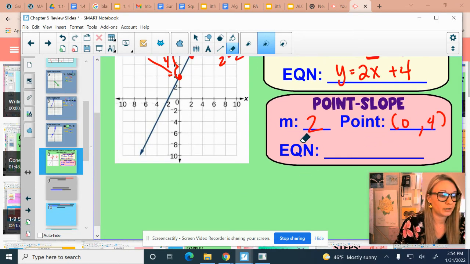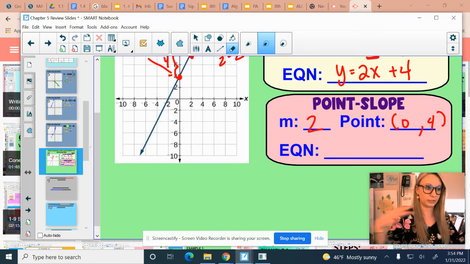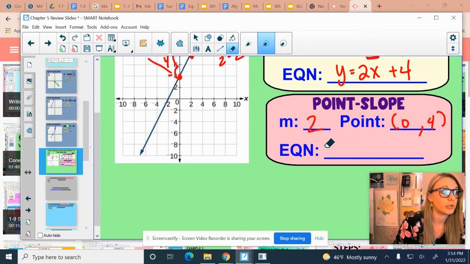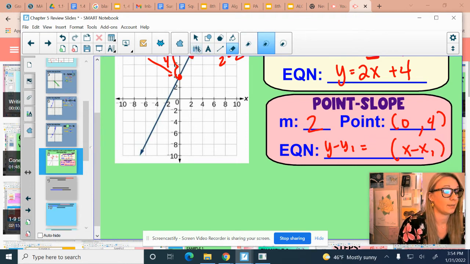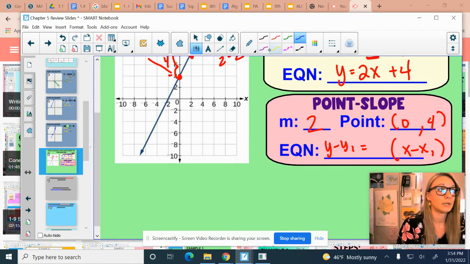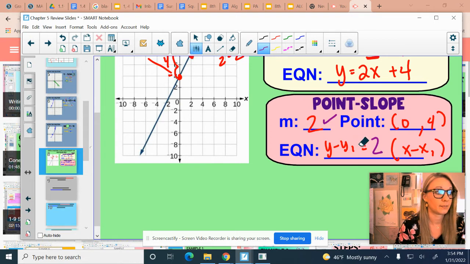Okay, so now when we write it in your equation, I'm going to write out the regular form first, and then I'm going to erase specific components just to show you how I plug it in. So here is just regular point slope form. Now let's erase our m and plug in our actual slope. So I took out my m and I'm going to substitute in 2. All right, so that's done.